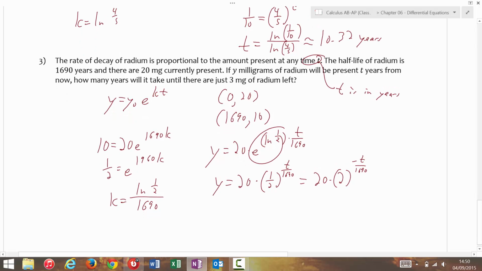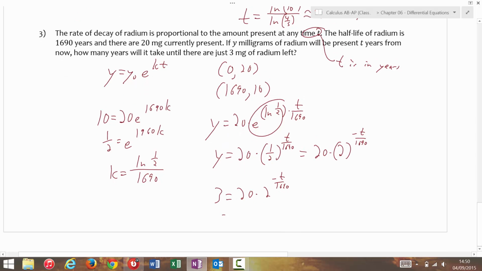It says how many years will it take until there are just 3 milligrams of radium left. Well, if I plug that in, 20 times 2 to the, let's see, oh, no, sorry, not substituting 3 in for t, I'm saying 3 equals 20 times 2 to the negative t over 1690. So I have 3/20 is equal to 2 to the negative t over 1690.